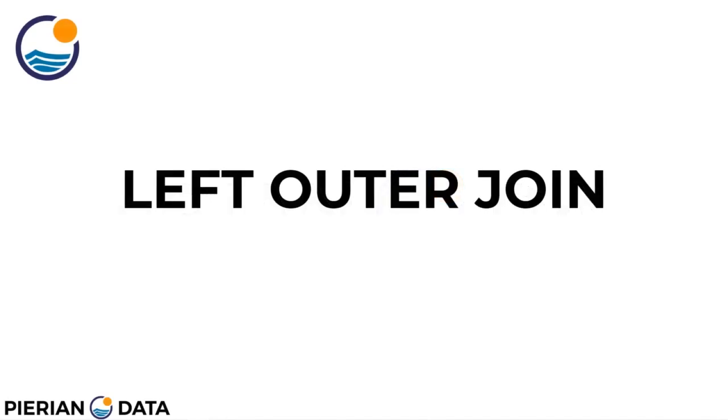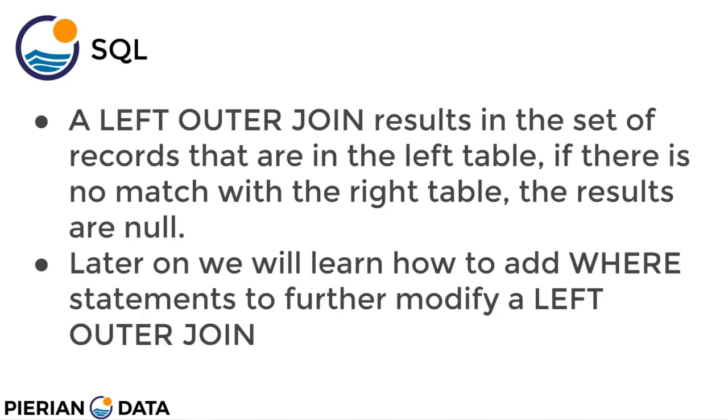Welcome everyone to this lecture on the left outer join, otherwise known simply as just a left join. A left outer join results in the set of records that are in the left table. If there is no match with the right table, then those results are null. Later on, we will learn how to add where statements to further modify a left outer join.